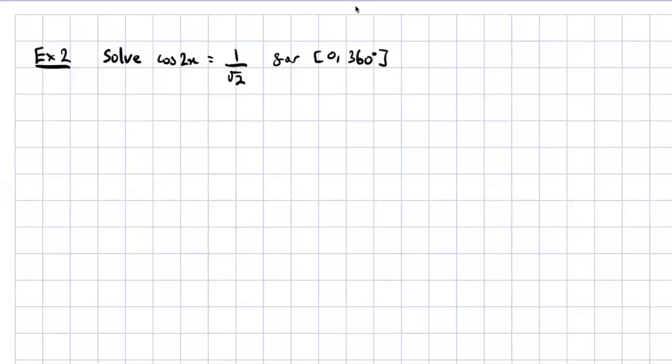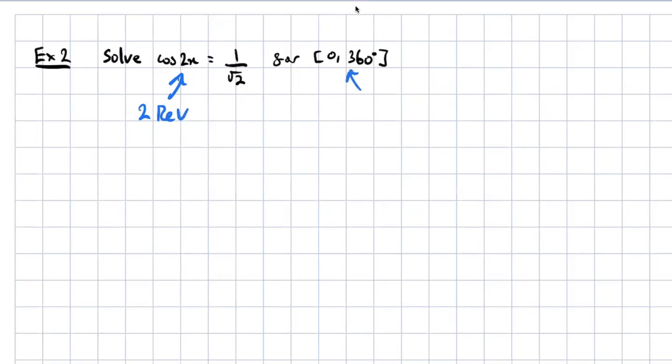Okay, so in our next example, we're going to do essentially the same style of question, okay? So here we're solving cos 2x equal to 1 on root 2. And because we have a 2x, remember, we're expecting to go around the unit circle twice, so we're expecting double the amount of solutions, okay? Because we're doing 2 revolutions, all right?